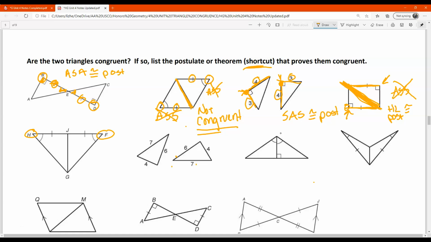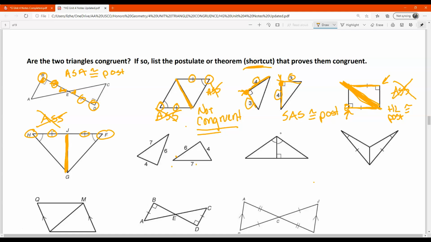H equals F. Those angles are equal. This side equals that side. And then this is equal to itself by the reflexive property. And if I just go on that information, I have angle, side, side, which again is ASS. We can't use it, so we toss that out. But we're not done. We want to keep looking.